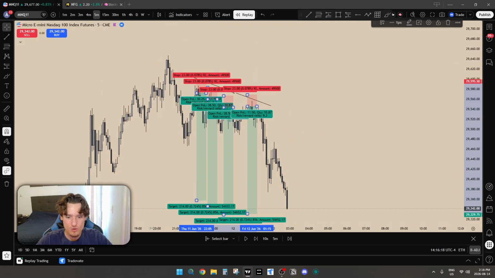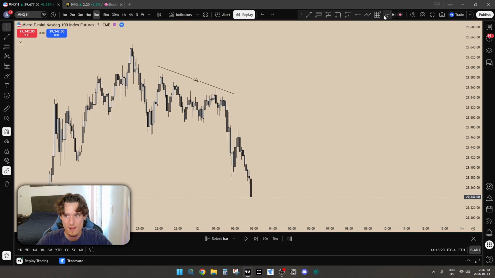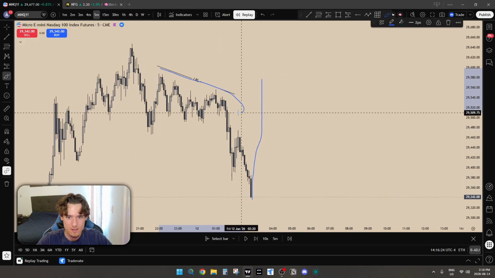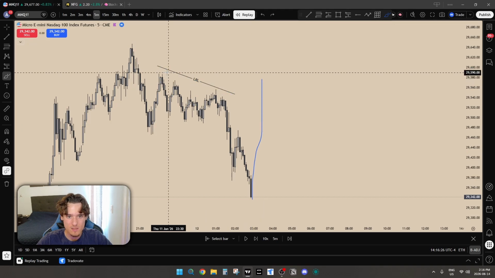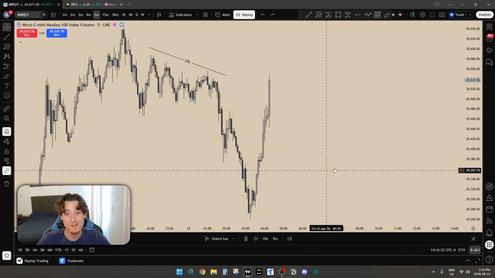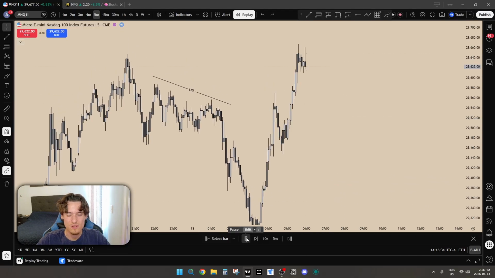So what can I expect? What is a very strong possibility that's going to happen over here? I can expect the markets to rip higher, taking out this draw on liquidity because we have trend line liquidity. So let's see what's going to happen. Obviously, I know what's going to happen. We're going to take out those draws on liquidity.